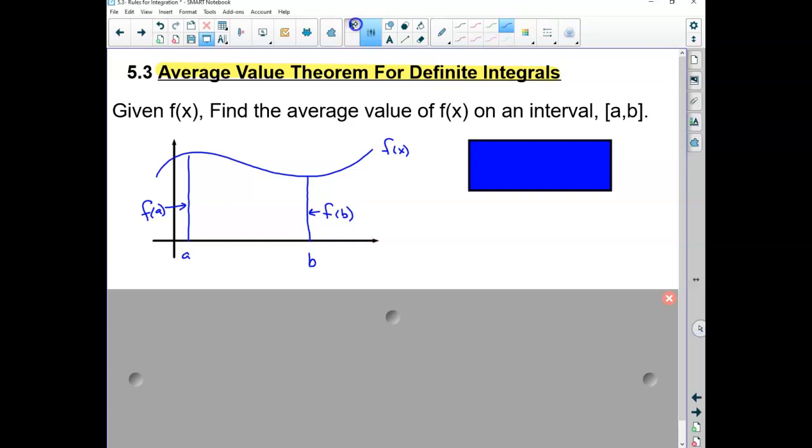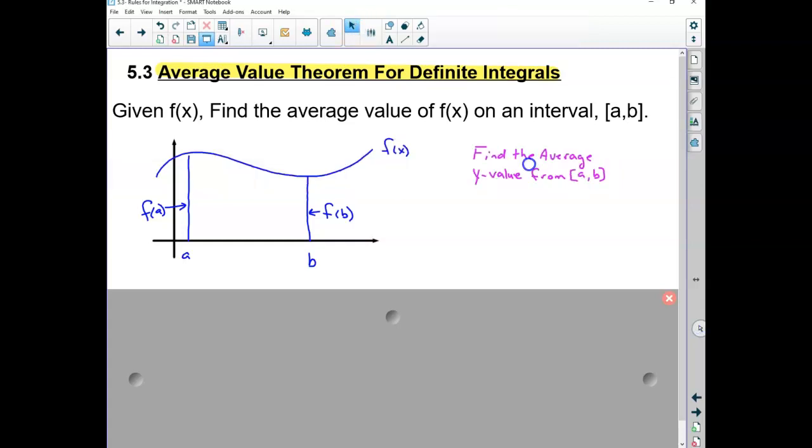And they want you to find the average value of f of x on the interval from a to b. So what is that really asking me to do? Well, that wants me to find the average y value from a to b. Well, let's think about that for a second, because how many y values exist between a and b? Or how many y values theoretically exist between 1 and 2, or 0.2 and 0.3? There's an infinite number of values in there, okay?